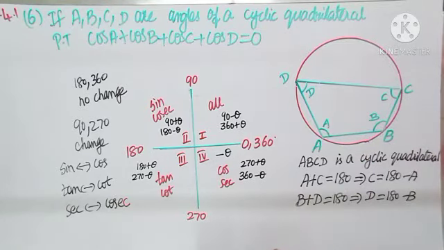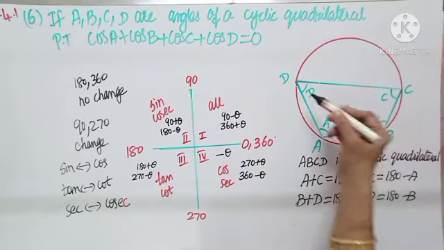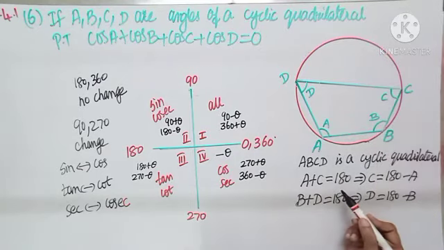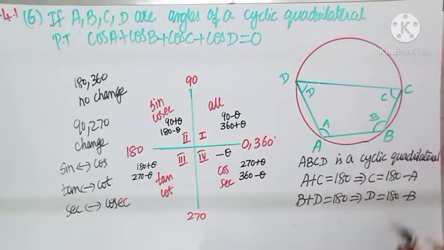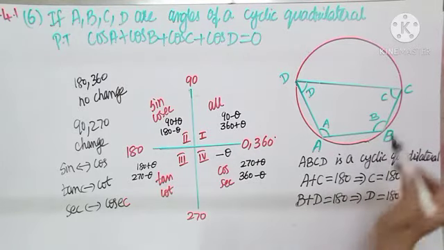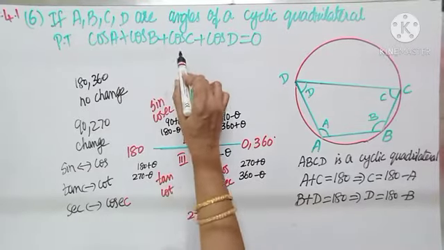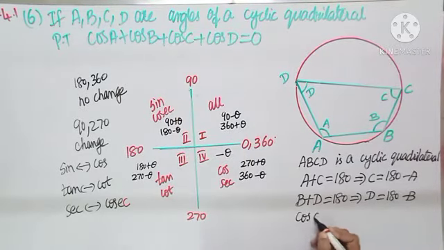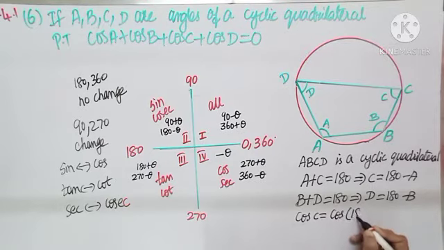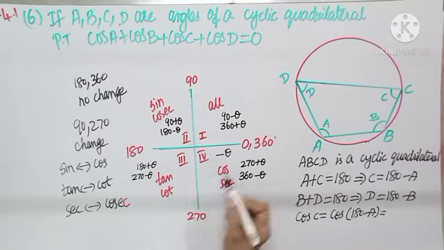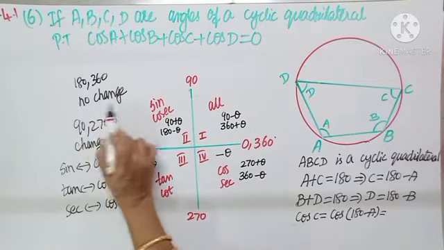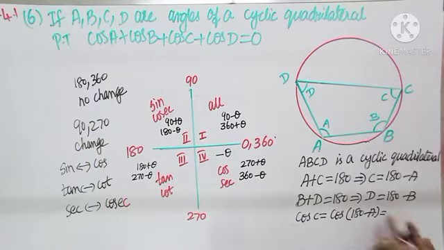In a cyclic quadrilateral, opposite angles are supplementary. A plus C is 180. Similarly, B plus D is 180. So I can write C as 180 minus A and D as 180 minus B. To find out, let me check what is cos C. Cos C is cos of 180 minus A. 180 comes. What does the quadrant rule say? 180, no change. So cos of 180 minus A, I will write cos A.